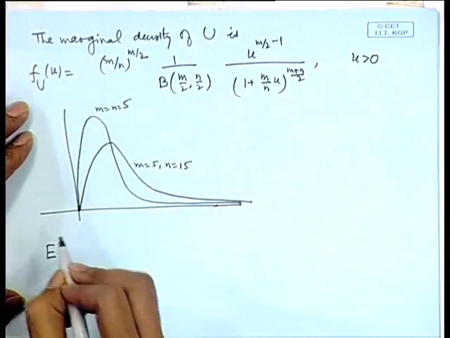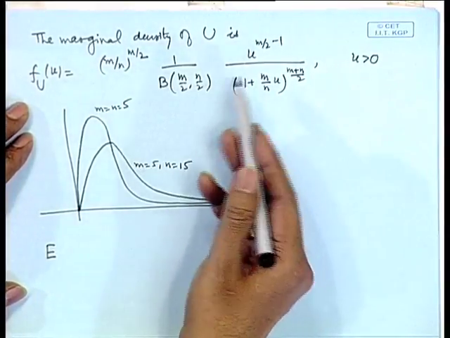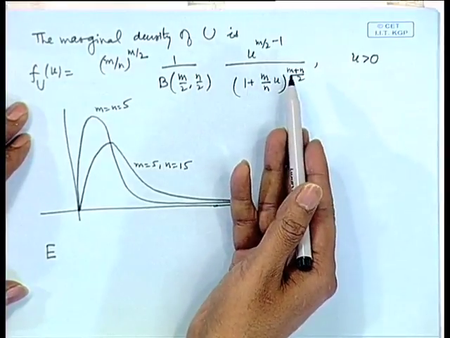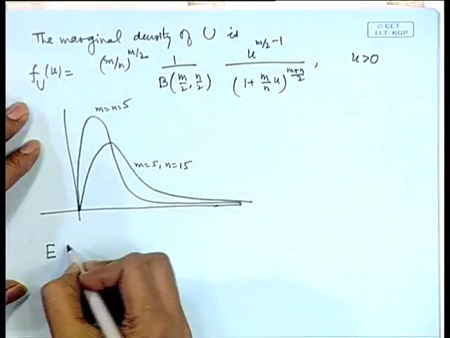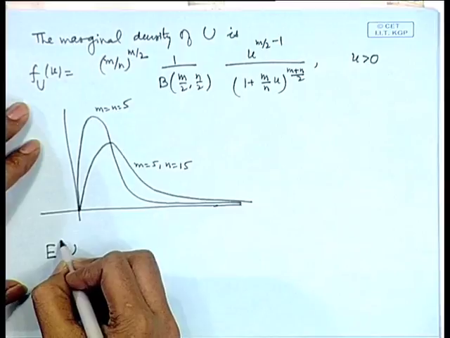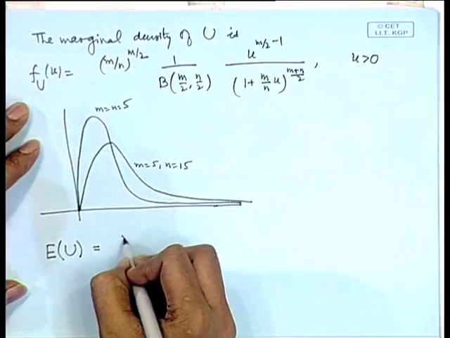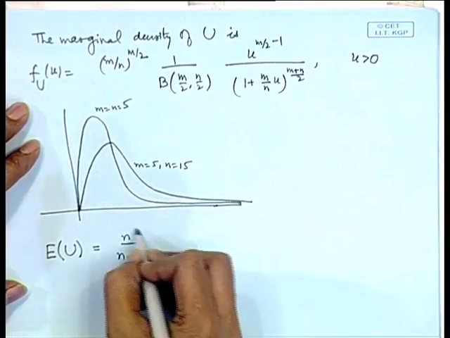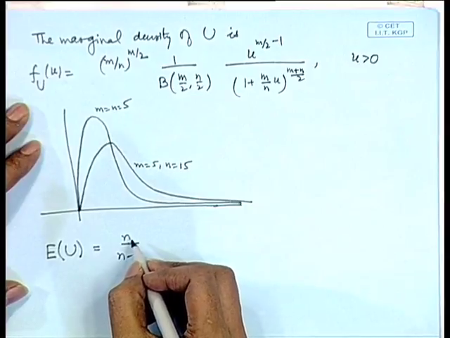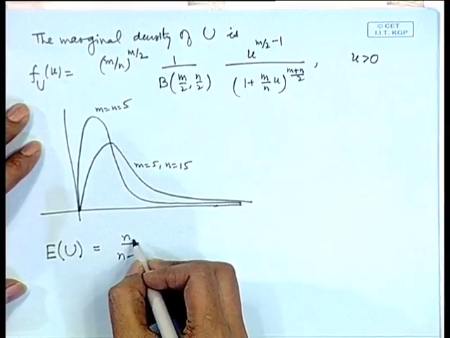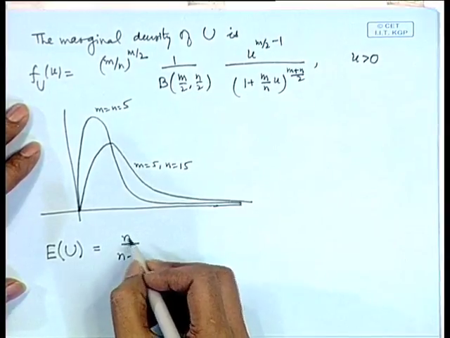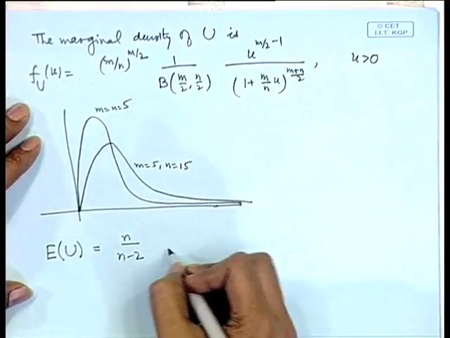Here, calculation of the moments will make use of different beta functions. However, I will write the mean and variance. The mean of this is n by n minus 2. You may be a little bit surprised here that it is dependent only upon the second variable, because m is not appearing here.